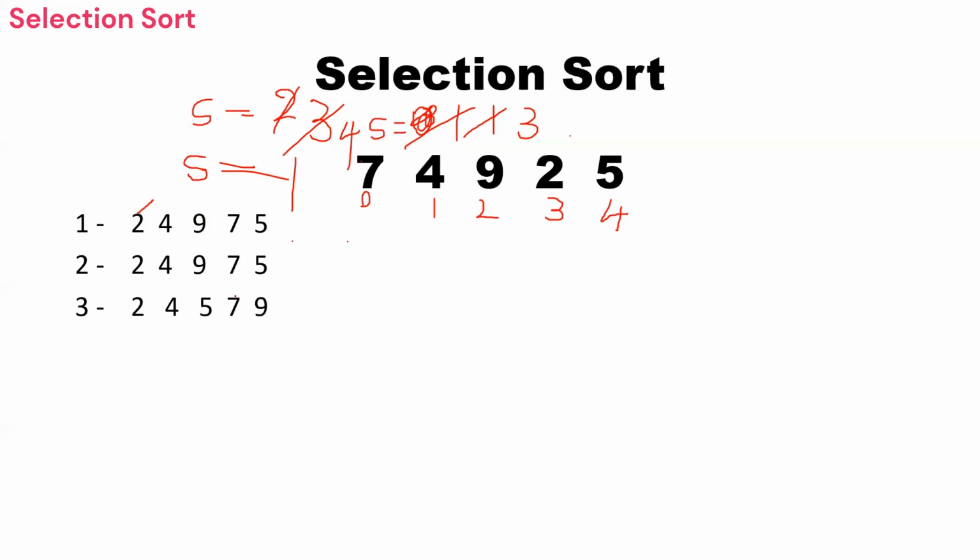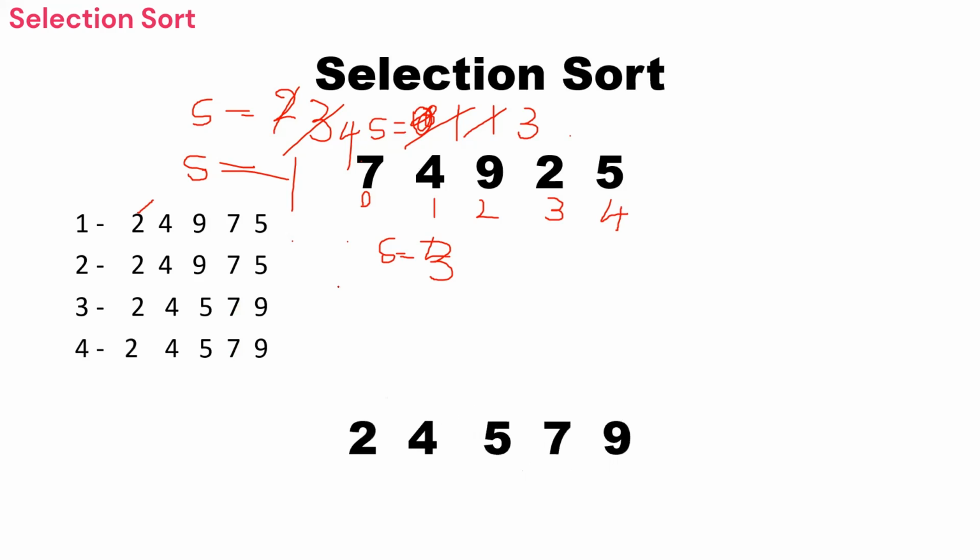And in the last time, we're going to check 7. We're going to take it as position 4, and check it with position 3. We know 3 and 4, the index position 3 is smaller because it has 7. So it will switch with its own position, and this is the final array.